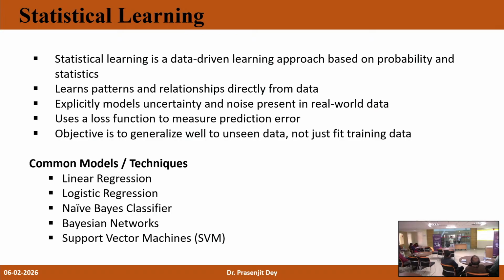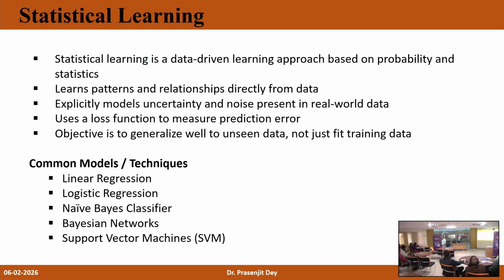Explicitly model uncertainty and the noise present in real world data. Use a loss function to measure the prediction error. The objective is to generalize well on unseen data. So what do those terms signify?